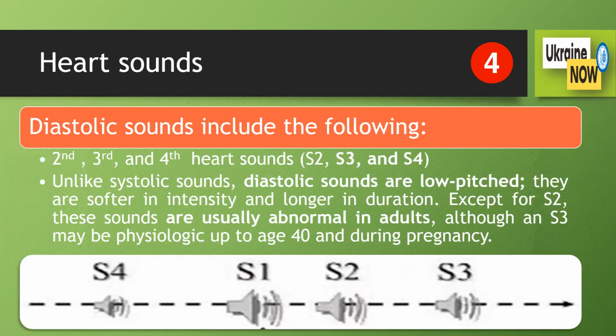Well, next we will discuss diastolic sounds. Diastolic sounds include the following: the second one, which was mentioned already, and the third and fourth heart sounds, S2, S3, and S4. Unlike systolic sounds, diastolic sounds are low-pitched, softer in intensity, and longer in duration. Except for S2, these sounds, meaning S3 and S4, are usually abnormal in adults, although an S3 may be physiologic up to age 40 and during pregnancy.